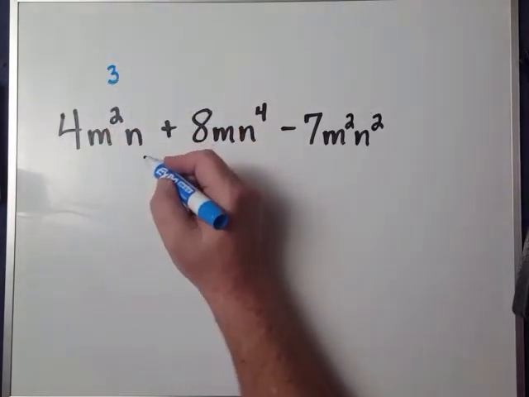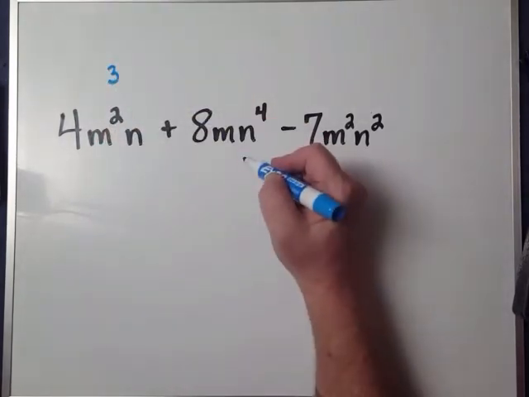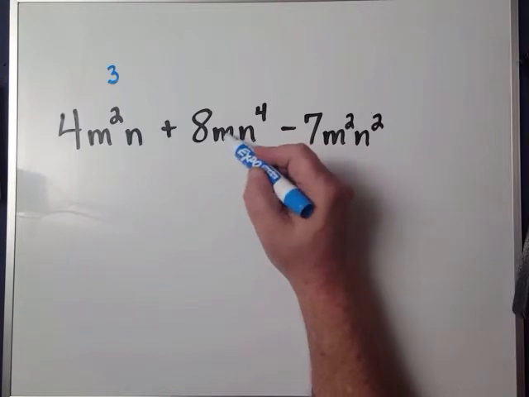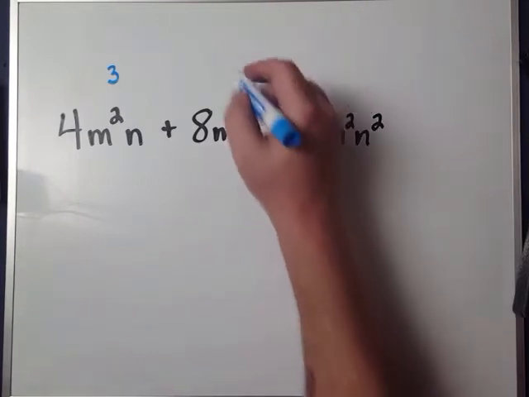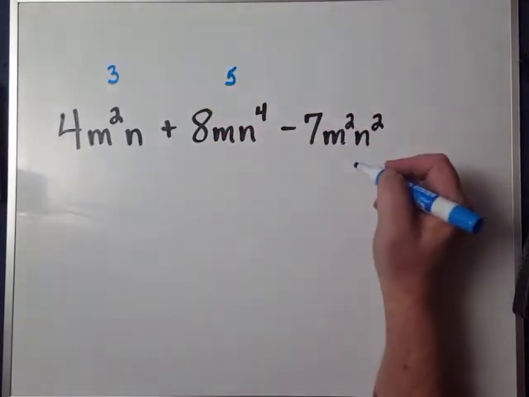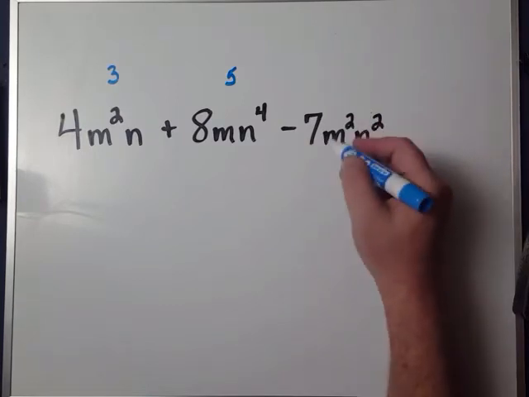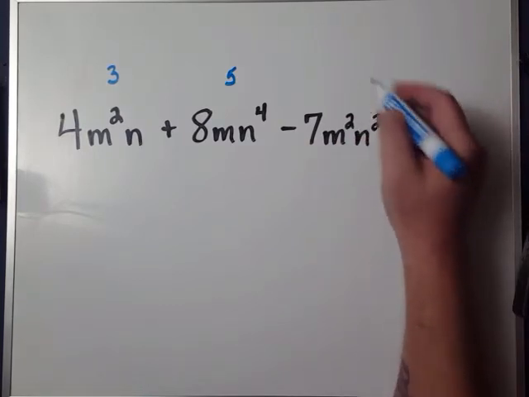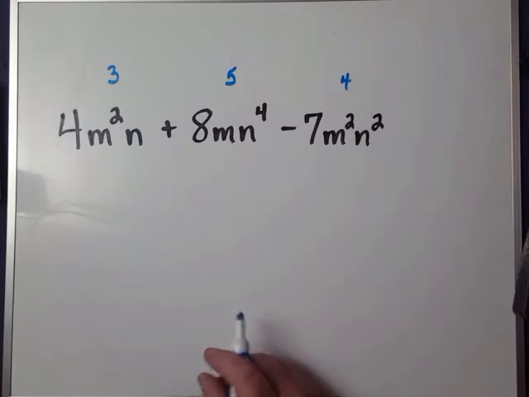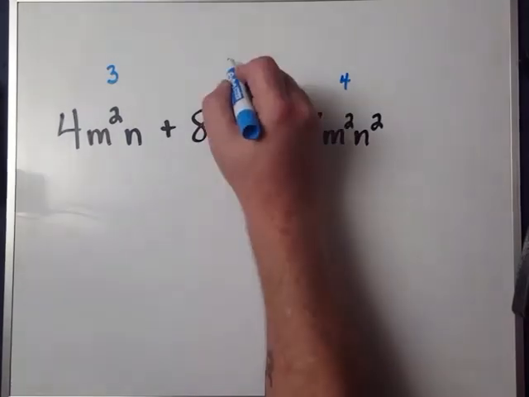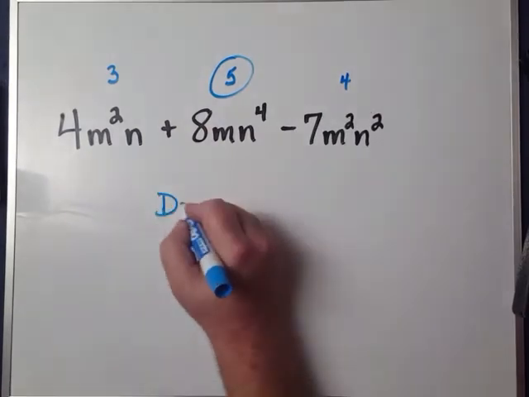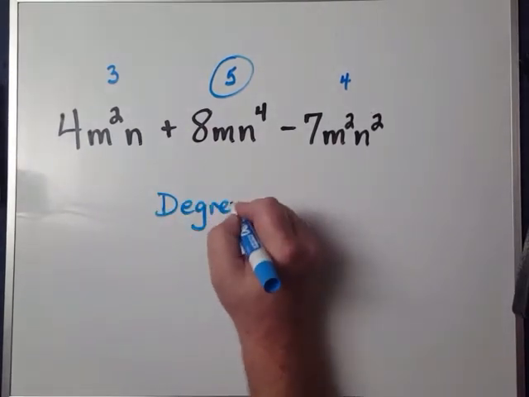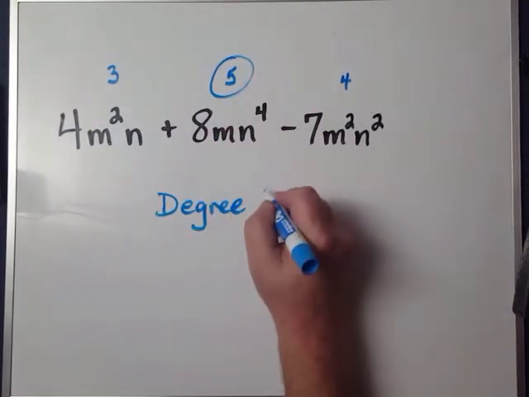This first term has degree 3. Second term has degree, well, that's m to the first, so 1 plus 4, that's degree 5. And my final term, 2 plus 2, it has degree 4. So what is the degree of this polynomial? Pick the biggest. This polynomial has degree 3. I'm sorry, degree 5.